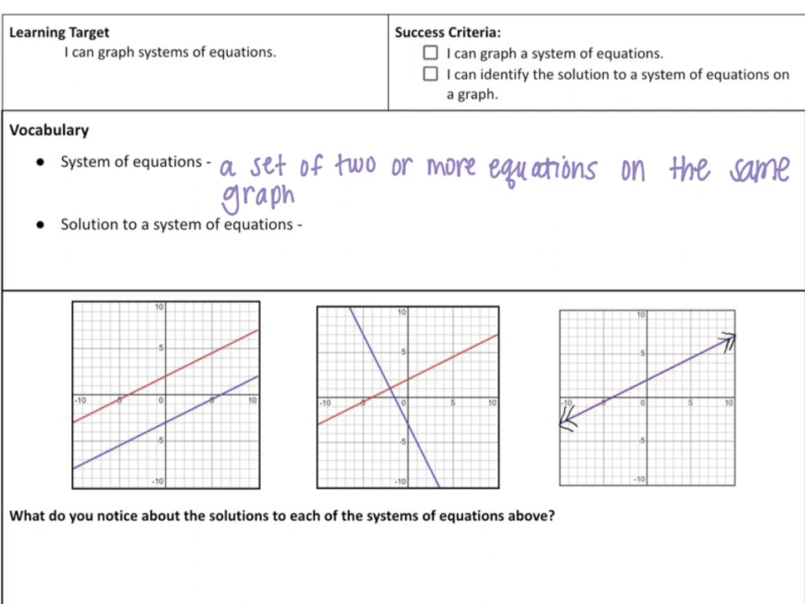And then a solution to a system of equations is the point of intersection between those two or more equations. You could have no solutions, you could have one solution, or you could have infinite solutions if the equations happen to be the same line, right? If both situations are the same. So that solution to a system of equations is just where the x and the y coordinate are the same for all of the graphs.